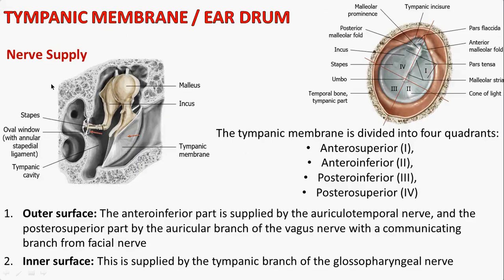What is the nerve supply of the tympanic membrane? Here the outer surface is supplied by the auriculotemporal nerve, and the postero-superior part, which means this portion, by the auricular branch of the vagus nerve with a communicating branch of the facial nerve. The inner surface, where the handle of malleus is, is supplied by a branch of the glossopharyngeal nerve. So that is about the nerve supply.